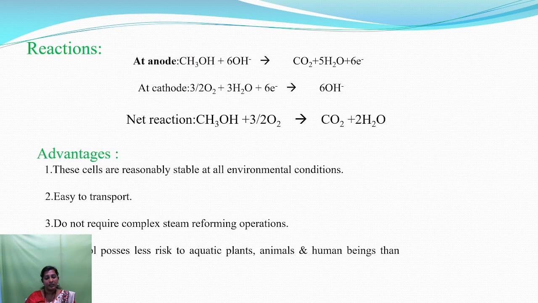Then the reactions at the anode and cathode. At the anode, methanol plus 6OH minus gives carbon dioxide and liberation of electrons. Then the cathode reaction, that is acceptance of electrons: oxygen accepts electrons and water to give 6OH minus. Net reaction: CH3OH plus 3/2 O2 gives CO2 plus 2H2O.